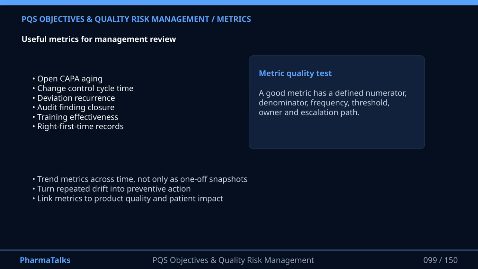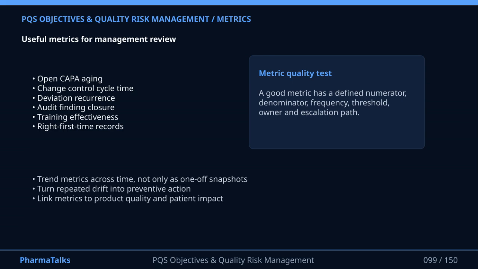Now, what makes a good metric? It should have clearly defined components like a numerator, denominator, frequency of measurement, threshold values for acceptable performance, an assigned owner responsible for the metric, and a clear escalation path if targets are missed. This structure ensures consistency and accountability. Furthermore, it's important that we analyze metrics as trends over time rather than isolated snapshots. This approach helps us identify patterns and take proactive, preventive actions before issues become critical.